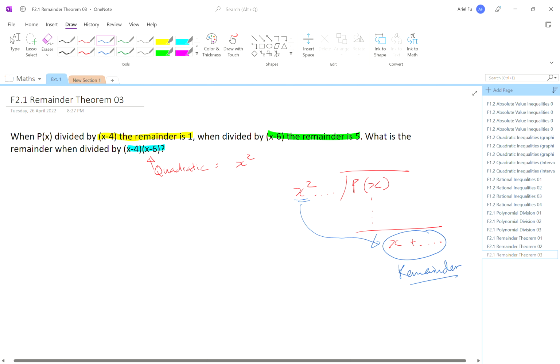In other words, the remainder does not have to be a number. The remainder might be a linear equation. It might be a quadratic equation. It might be a cubic equation. It depends on the divisor.